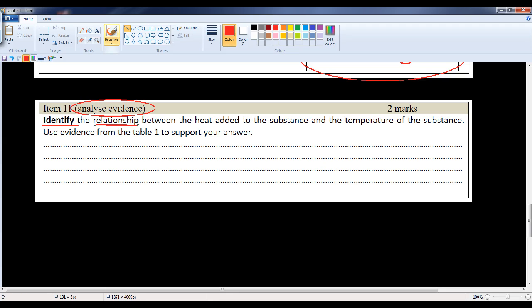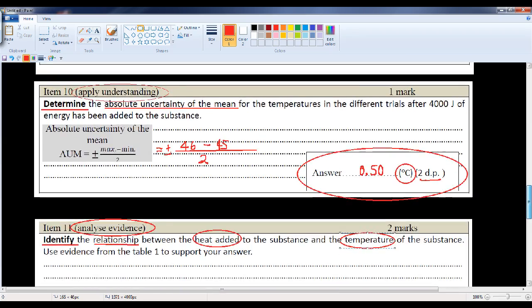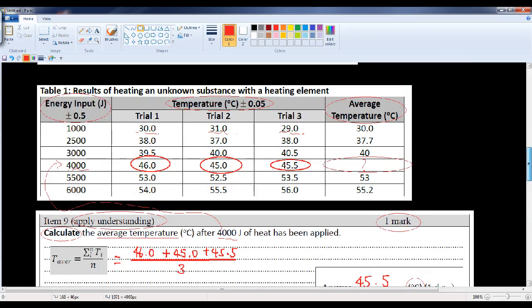So heat added will be one quantity you need to look at, and the temperature of the substance. You are looking for the relationship between heat added and the temperature of the substance, and you need to use evidence from Table 1 to support your answer. So let's go back to Table 1 and look for the heat supply and the temperature. Basically, you need to use the data in this column and the data in this column to make a comparison so that you can see the trend of these two sets of data.